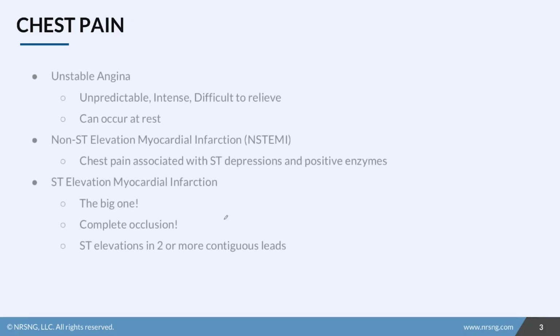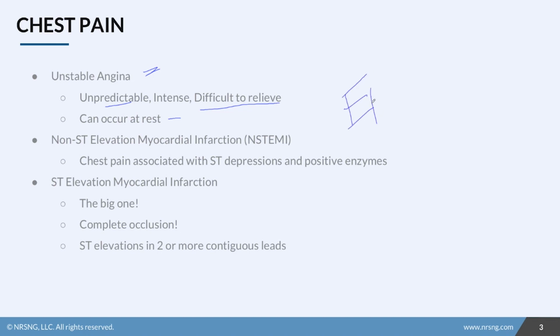So, any one of the three can present with chest pain. In unstable angina, the pain that the patient's feeling, it's really unpredictable. It can be intense, it can happen at rest or activity, and it's really difficult to relieve. Usually with these symptoms, the patient's coming to the hospital. They're seeking out treatment.